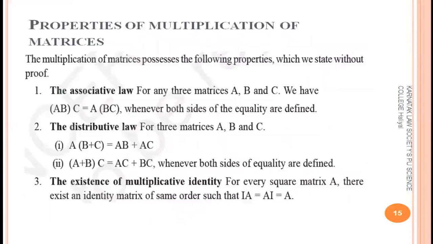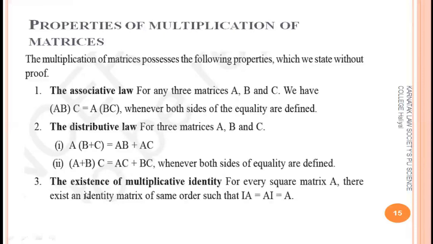Let's see some properties. We already know that it does not hold good for the commutative law. The associative law holds good for matrix multiplication. That is, (AB)C is equal to A(BC), whenever both sides of the equality are defined. Next one is the distributive law. It holds good for distributive also. That is, A(B + C) is equal to AB + AC, or (A + B)C is equal to AC + BC. Here also both sides of the equality are defined.